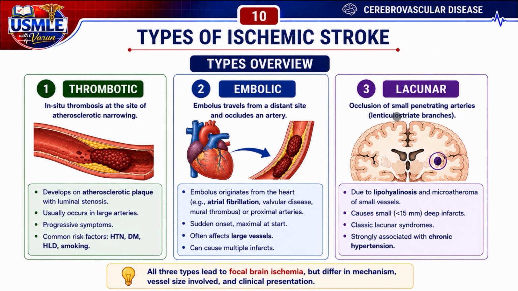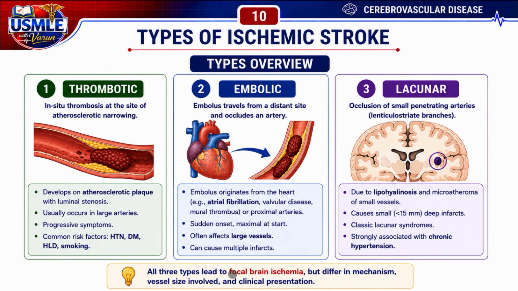Whereas coming to lacunar ischemic stroke, there is occlusion of small penetrating arteries or the lenticulostriate branches due to lipohyalinolysis and microatheroma of small vessels. This causes small, deep infarcts, usually of size less than 15 millimeters. This could cause classic lacunar syndromes, and it is strongly associated with chronic hypertension.